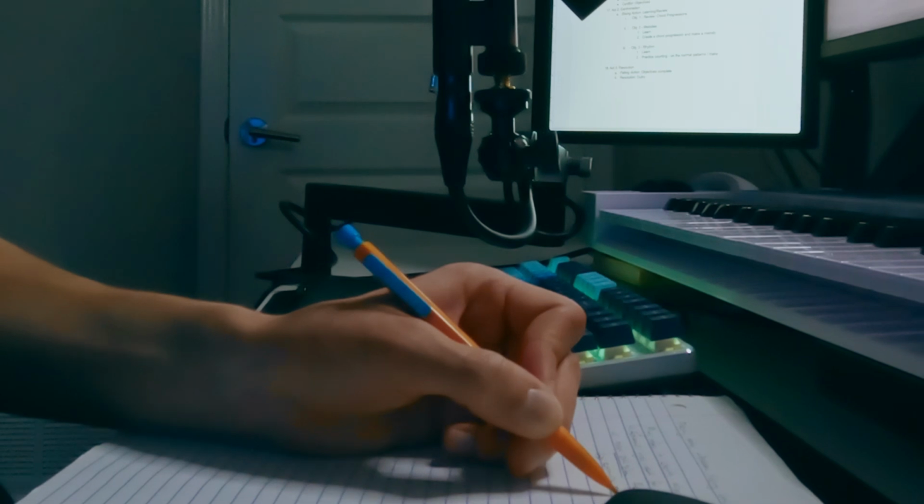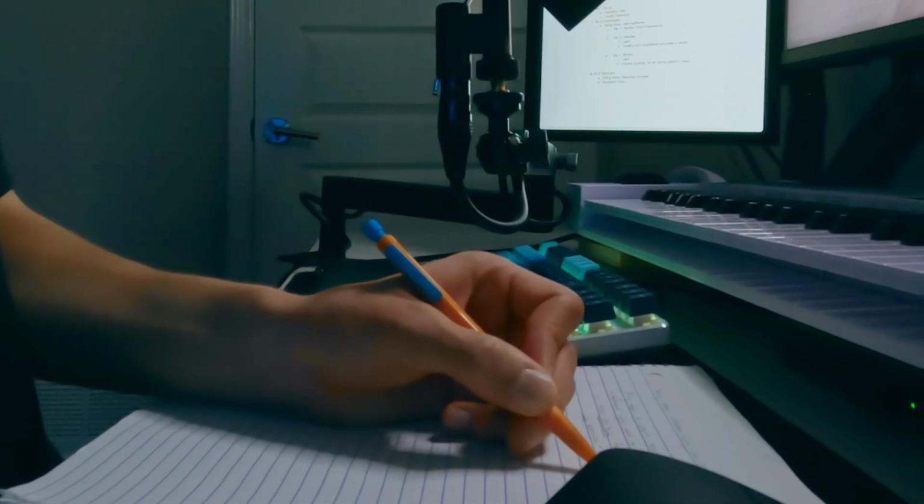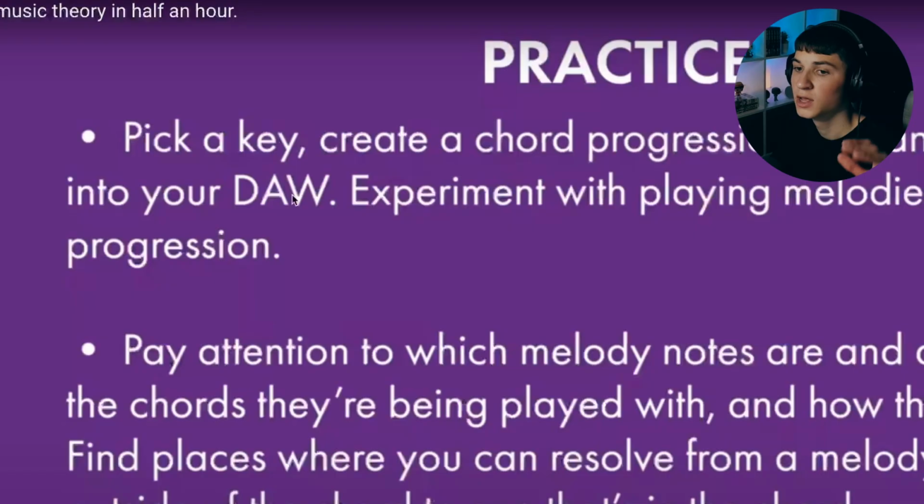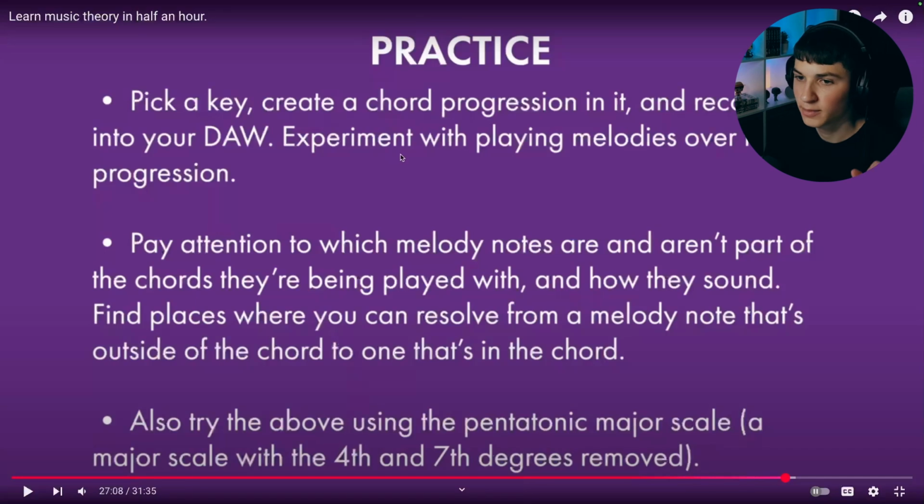All right, so after taking a few notes on what Andrew Huang said in his video, I've got some ideas of what to play with. And then also, of course, there's the practice that he always has, so I'm going to try this out. Basically, I just have to pick a key and create a chord progression. I'll set that up in FL Studio, my DAW, and then experiment with playing some melodies over it, try to cook something up.